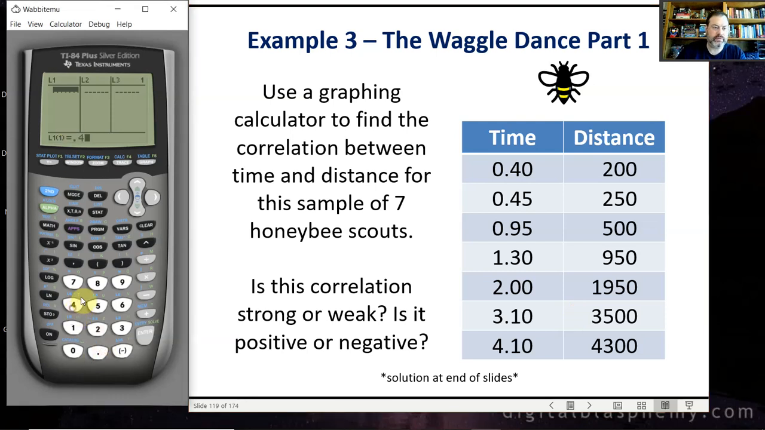So it's 0.4. So we just put it in columns, right? 0.45, 0.95, 0.32, 3.1, and 4. You have to hit enter after each one, and then go through and make sure you typed them in right. So just scroll around. So it should look like this when you're done. You don't have to type all the extra zeros. The calculator knows what's going on. 200.